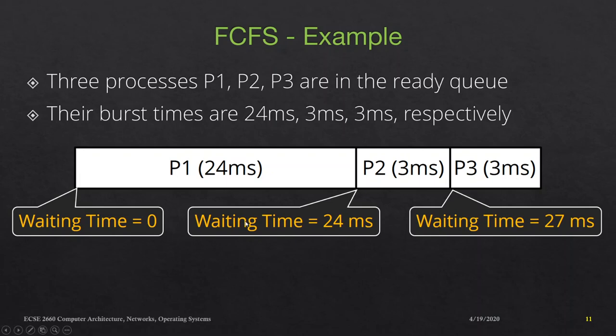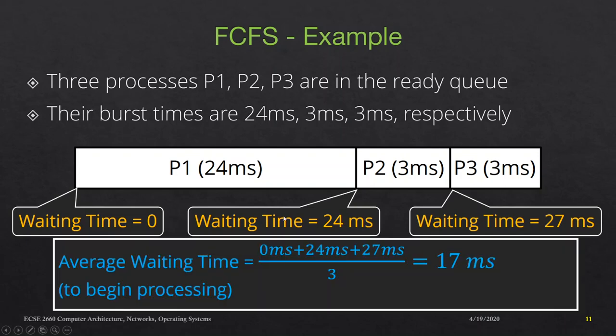If we want to find the average waiting time, we can do an average of the three waiting times that we just computed. So the average waiting time, to begin processing those P1, P2, P3 processes, is going to be the average of 0, 24 milliseconds, and 27 milliseconds. We compute the average, and it turns out that the average waiting time, if we get the processes in that order, P1, P2, P3, is 17 milliseconds.